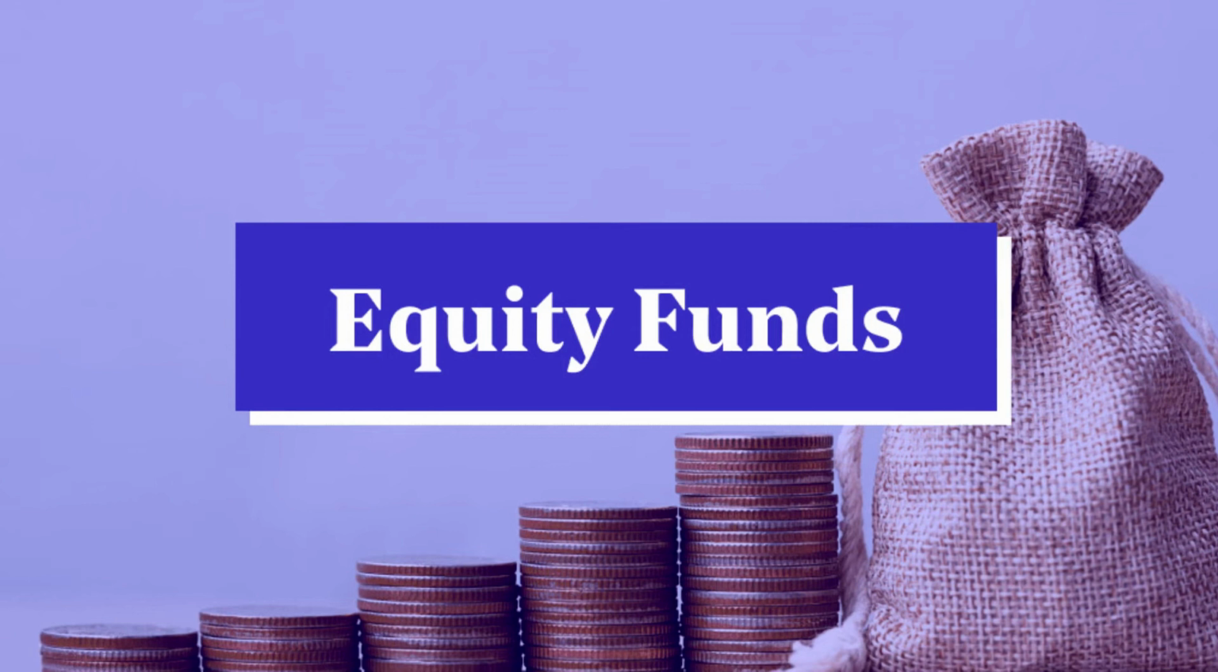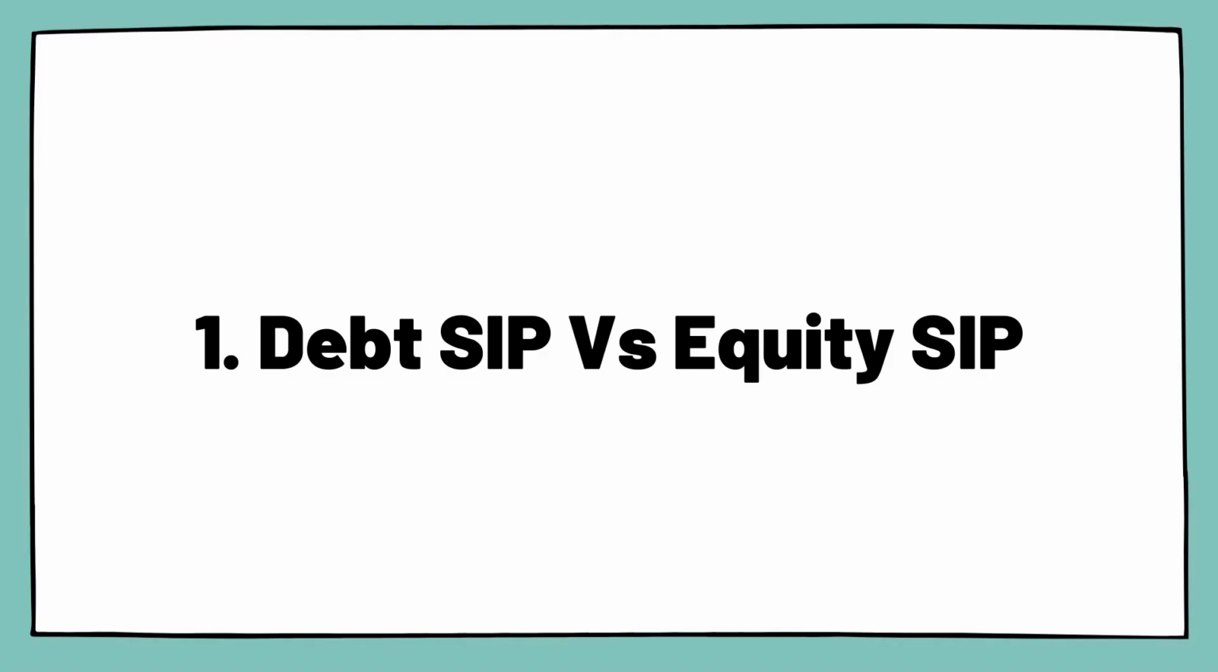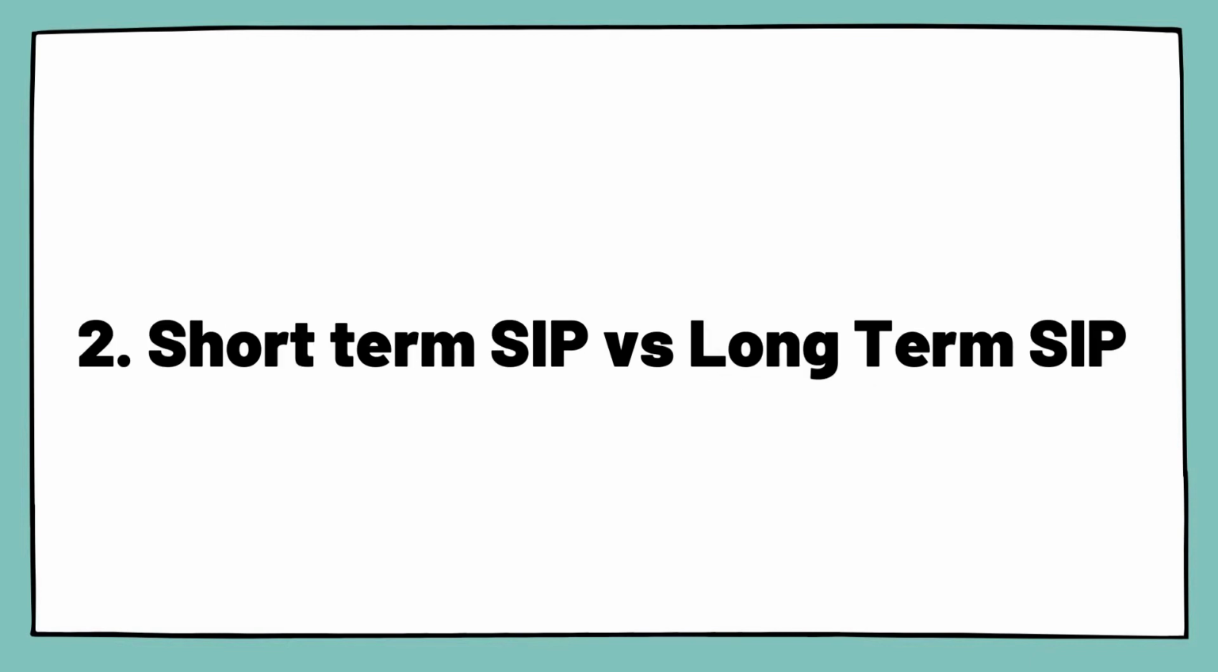on the higher side. If you see from the year 2013 to 2023, the Sensex has given 12.6% returns. In the same time frame, the Nifty has given 12.5% returns. So when you take all this into consideration, there is a possibility for equity to generate higher returns. So we can comfortably say that investing in equity SIP has the potential to produce higher returns compared to debt SIP.